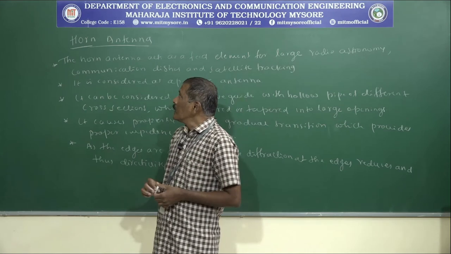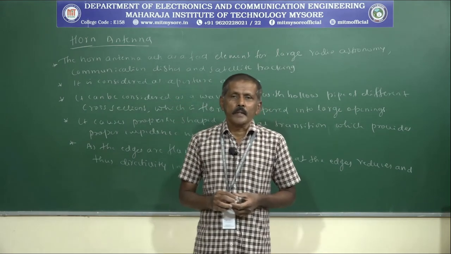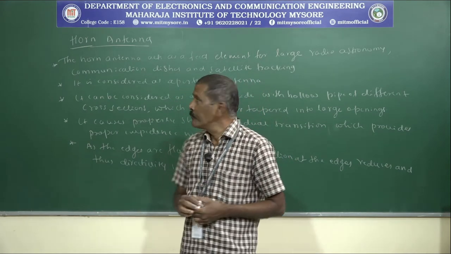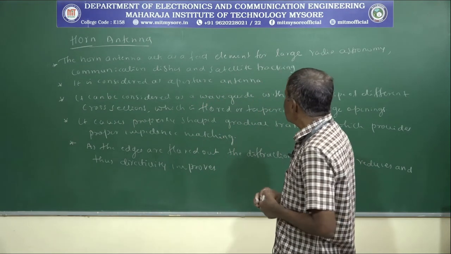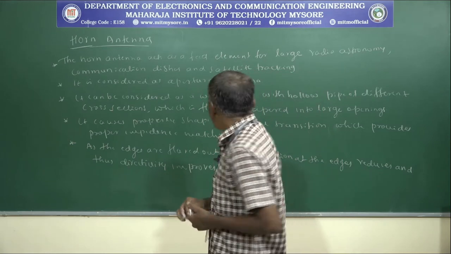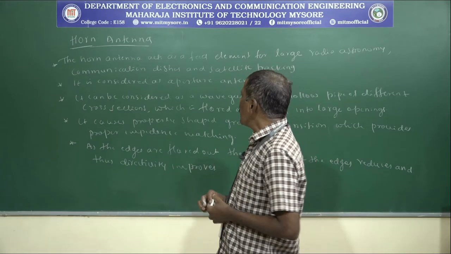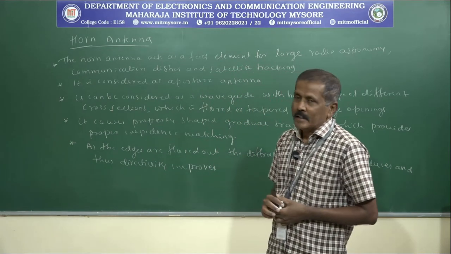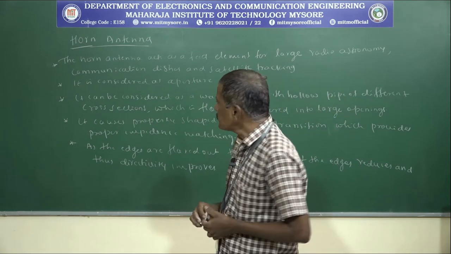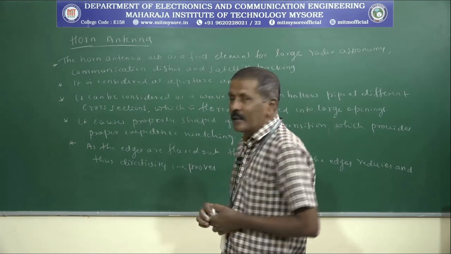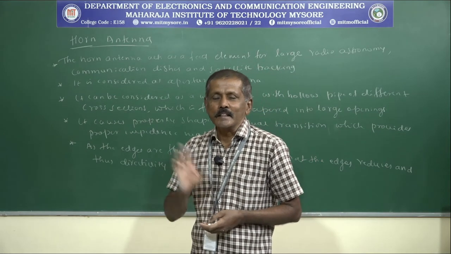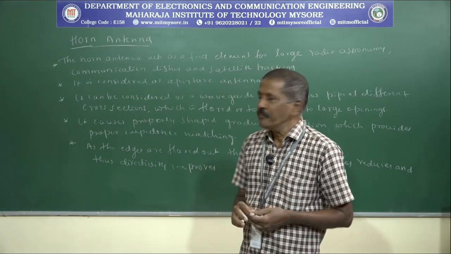Let us study another type of antenna, that is the horn antenna. The horn antenna acts as a feed element for large radio astronomy communication dishes and satellite tracking, and it is considered an aperture antenna because it has a large area.